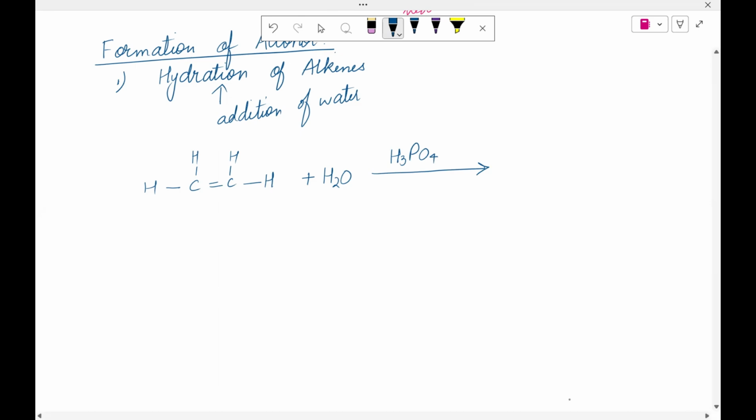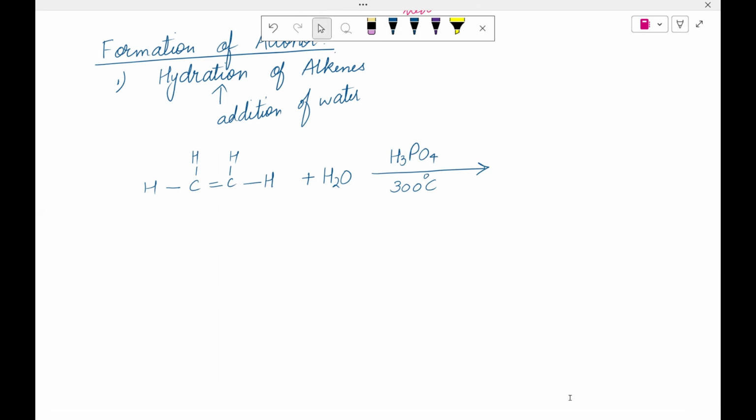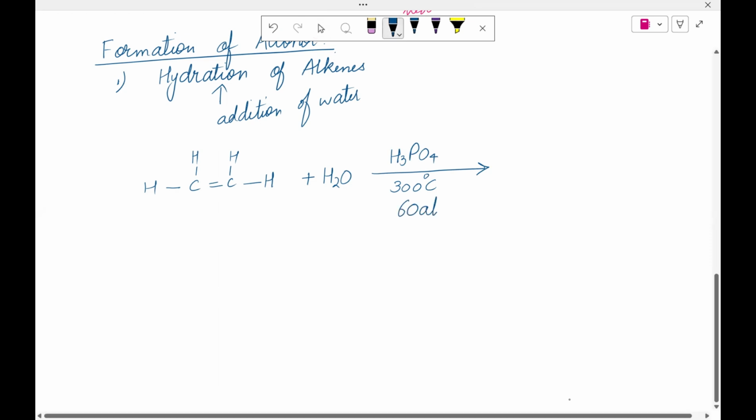And this reaction basically occurs at 300 degrees Celsius and 60 atm pressure. So what is going to happen? We know that it contains H and OH. So one H is going to attach at this point and OH is going to attach at this point. So it would become CH dash H and H. We can also write H here as well, or even OH. Both are fine. So we are going to add OH here.